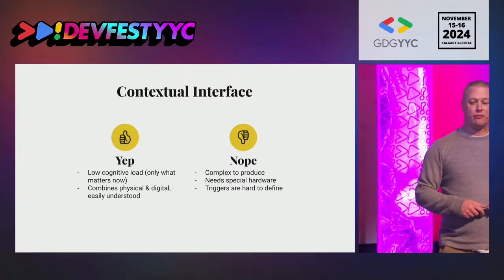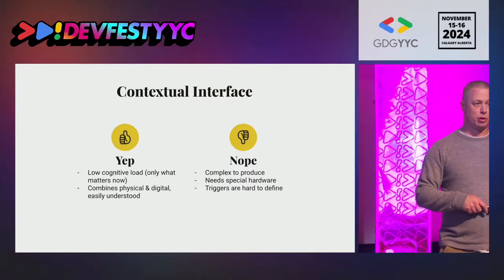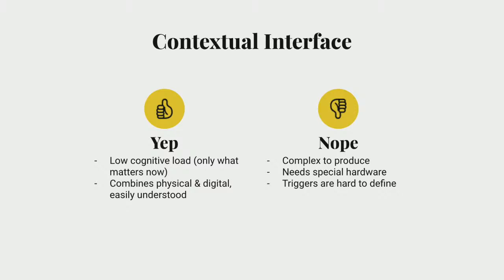Contextual interfaces are very complex and hard to produce, right? They take special hardware, they take special programming interfaces, and worse, somebody somewhere has to define what all the triggers are. So what event causes things to show up for you? Depending on your application, that could be a lot of things, right? And a lot of complicated things. So we took another step.